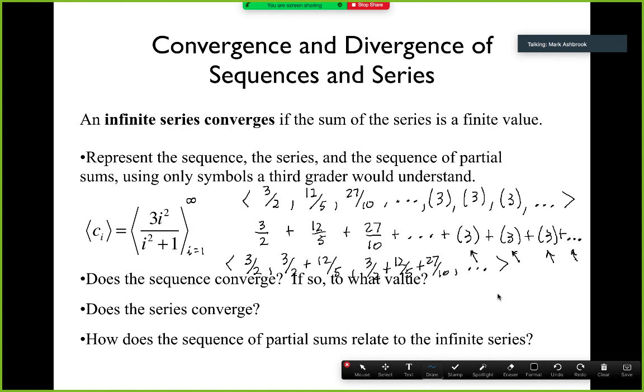So what happens when you get way, way out in the sequence of partial sums? You're adding together the first, what? Million terms, then the first billion terms. So how does the sequence of partial sums relate to the infinite series?